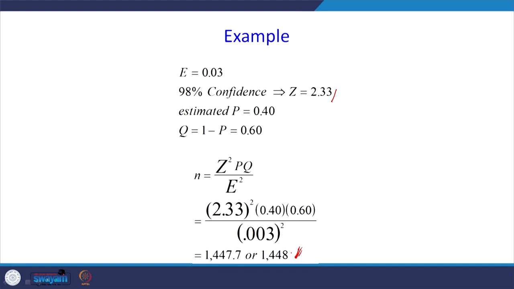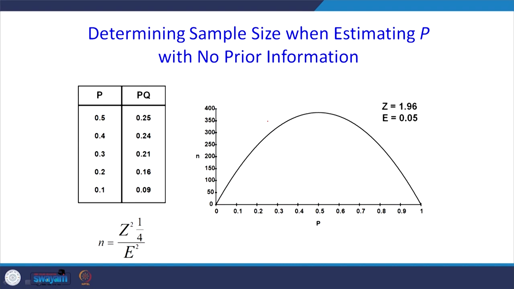Sometimes what will happen, the value of p which was given as 0.4 may not be known to you. That time how to decide the sample size? Determining the sample size when estimating p with no prior information. Look at this, the p is on the x axis, sample size on the y axis. Suppose the value of p equals 0.5, the maximum sample size is required.